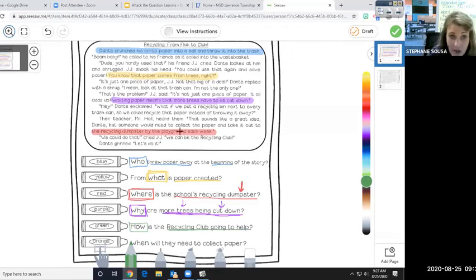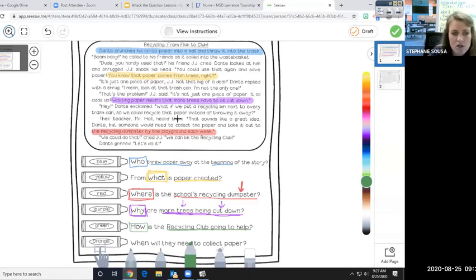Now, I haven't read about a recycling club yet, so I'm going to keep reading after my last highlight. Let's read what the boys are talking about. We could do that, cried JJ. We can be the recycling club. Dante grinned. Let's do it. Now look, I found the words recycling club, but I didn't find how they were going to help. So I'm going to go back up a little bit to see what they were talking about. I'm going to start at this next paragraph.